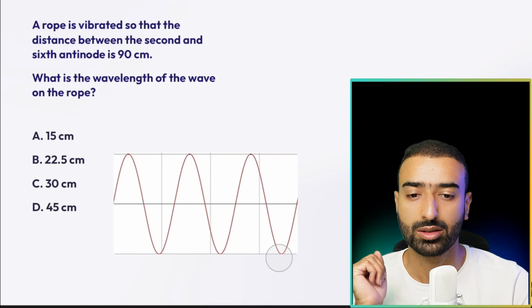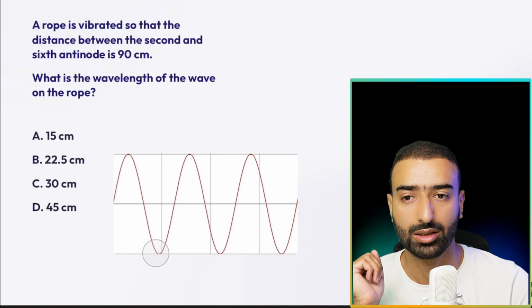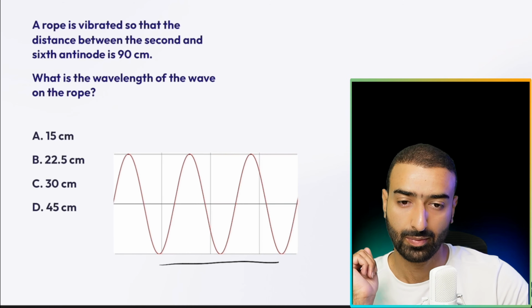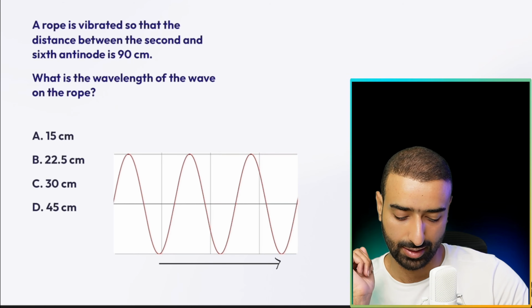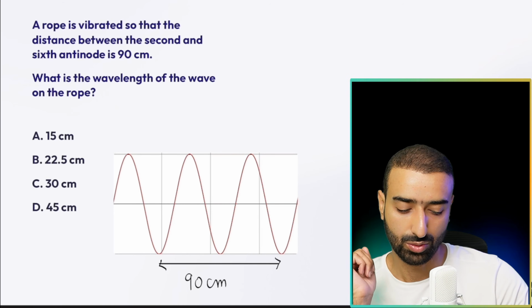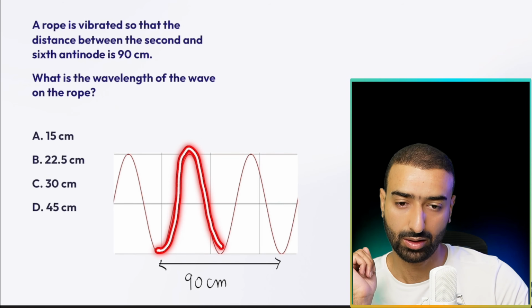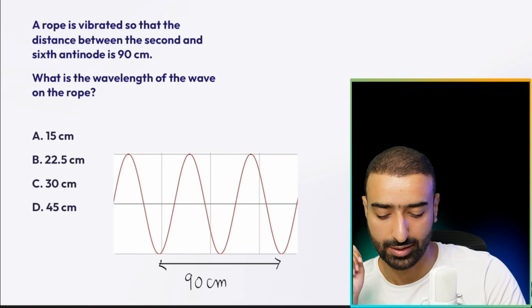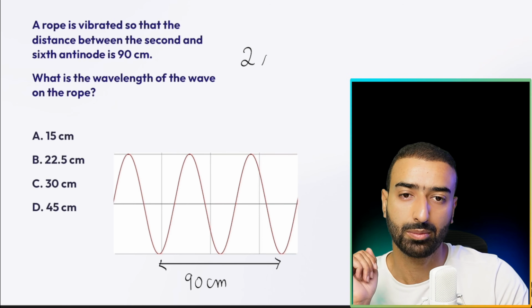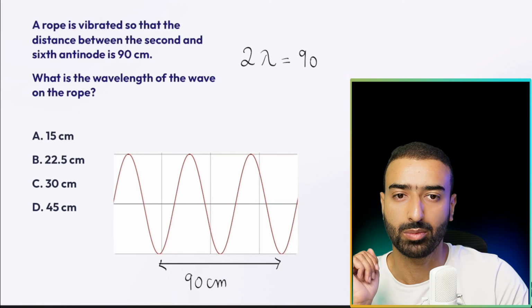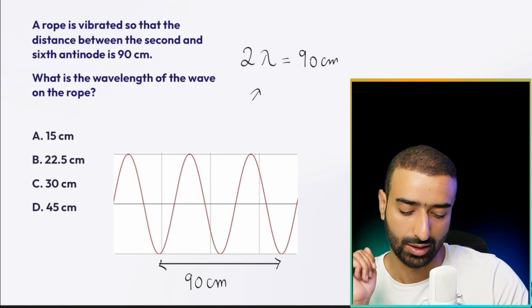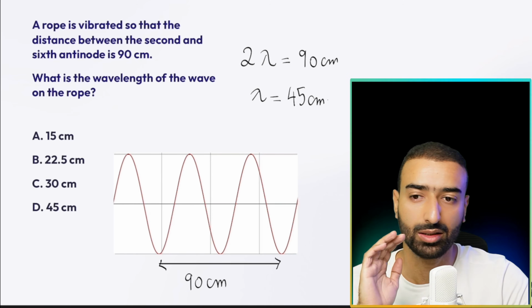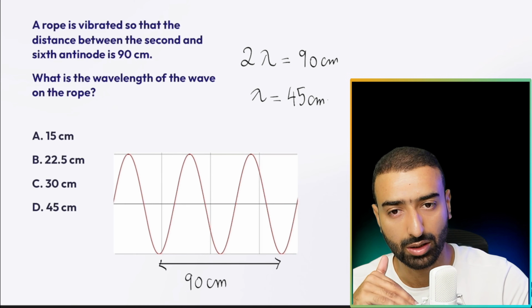We are given that the distance between the sixth and the second antinode is 90 centimeter. So this distance is 90 centimeter. But these are 2 wavelengths, one wavelength and another wavelength. So 2 wavelengths make up 90 centimeters. This means 2 lambda is 90 centimeter. This therefore means that the wavelength has to be 45 centimeter. And that solves this problem. Let's move on to the third one.